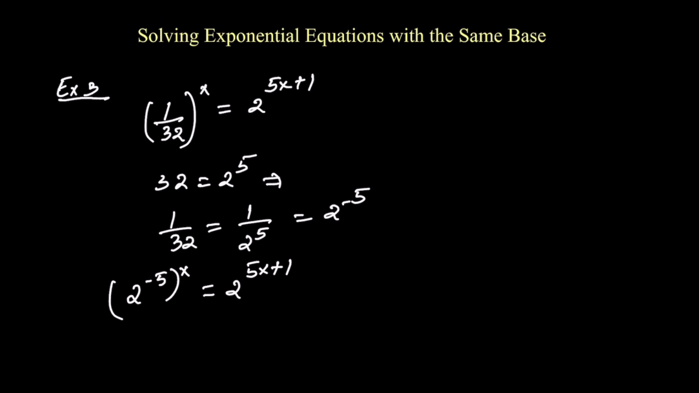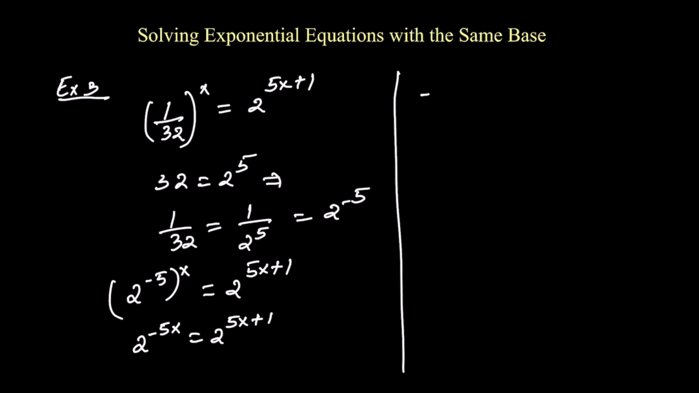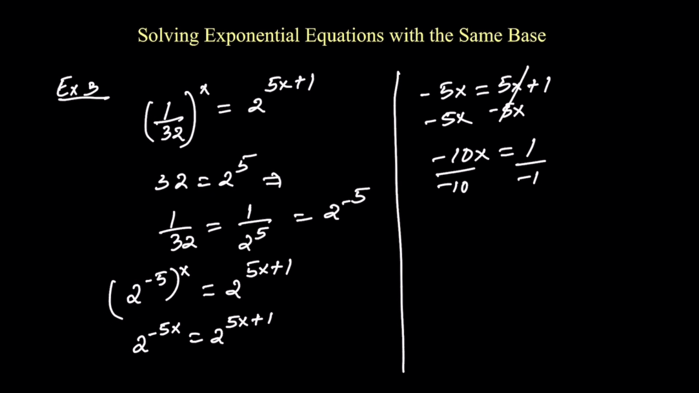Next, multiply the exponents on the left. 2 raised to the negative 5x. Now both sides have base 2, so we set the exponents equal. Negative 5x equals 5x plus 1. Subtract 5x from both sides. Negative 10x equals 1. Divide by negative 10. x equals negative 1/10.